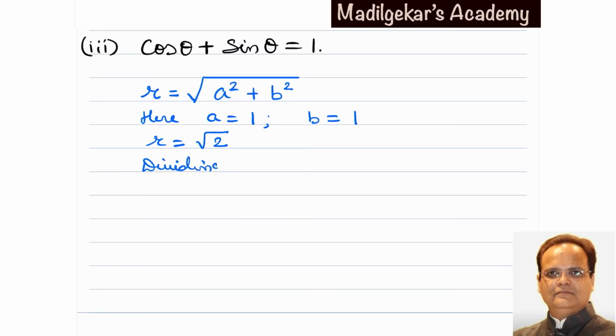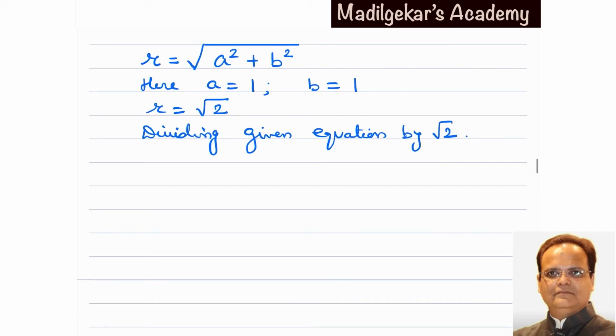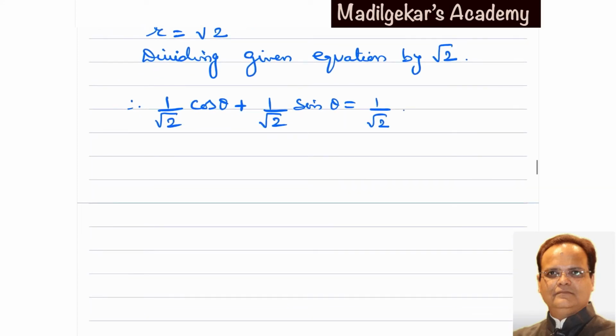Dividing the given equation by this r, meaning root 2, we get 1 by root 2 cos theta plus 1 by root 2 sin theta equals 1 by root 2. We can replace this 1 by root 2 by sin pi by 4, and the second 1 by root 2 by cos pi by 4.